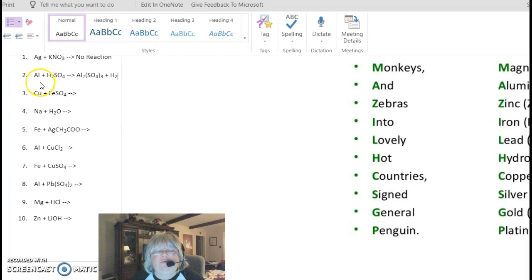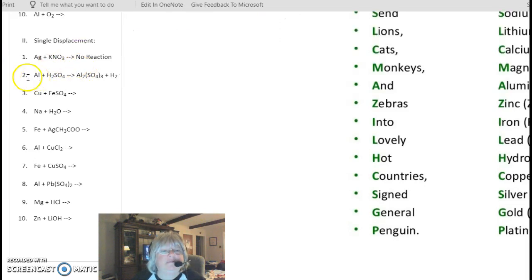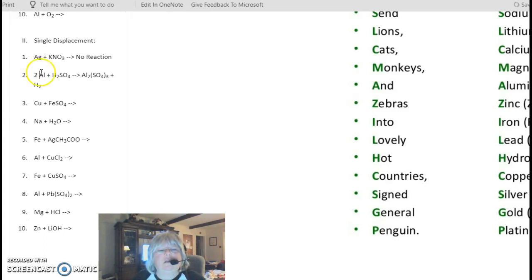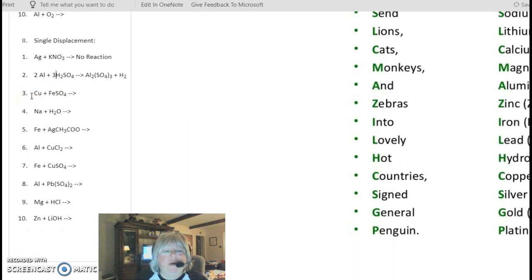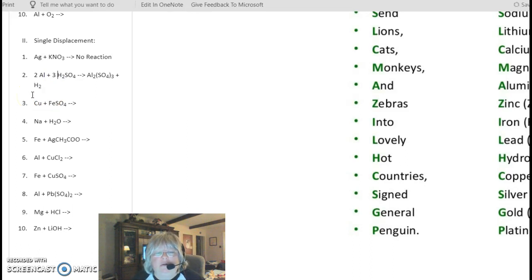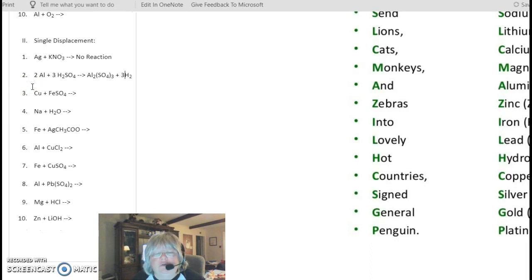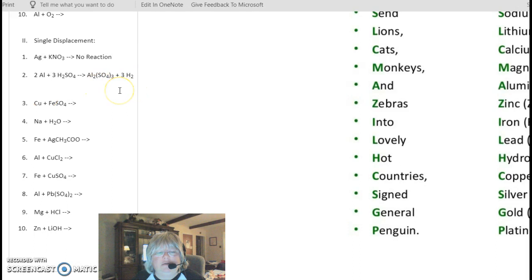So now we have to check and see if we're balanced. I've got 2 aluminums in my product, so I need 2 aluminums in my reactant. I've got 3 sulfates, so that means I need 3 in my reactant as well. And now I've got 3 times 2 is 6 hydrogens, so I need 3 times 2 is 6 hydrogens in my product. Okay? All right, I hope that's helped you with the single displacements.